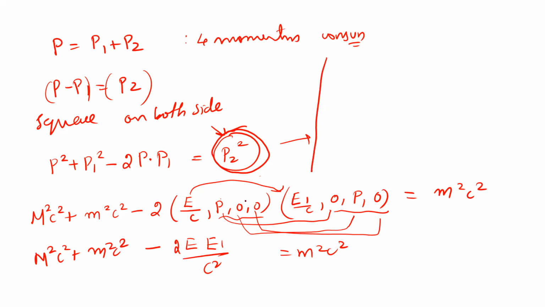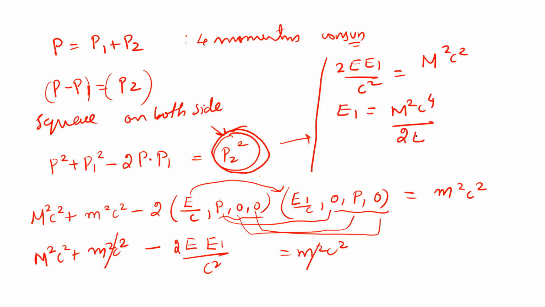How do you solve for E1? You see that 2E E1 by c squared, isolate this term, that's equal to, so these terms get cancelled, right? m squared c squared gone. So this is equal to m squared c squared, and E1 is equal to m squared c raised to 4 divided by 2E. Okay, we got the energy, right?